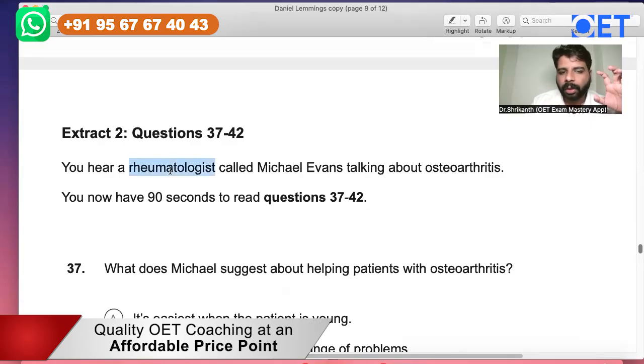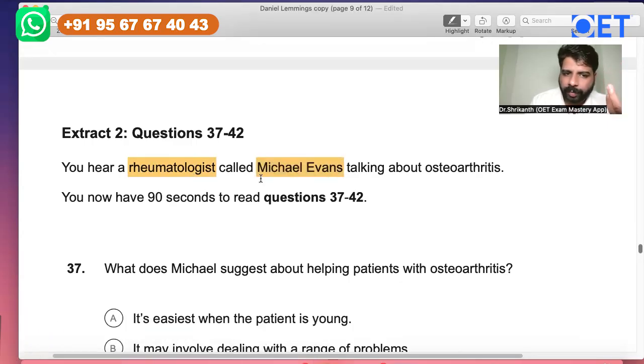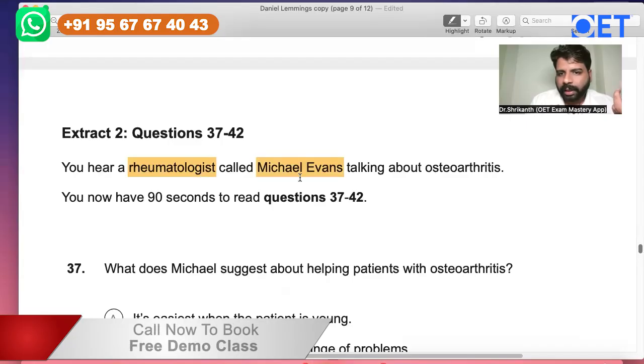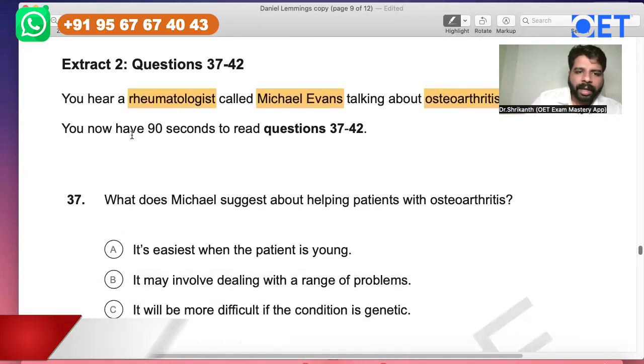You hear a rheumatologist. So whose voice are we hearing? You are hearing the voice of a rheumatologist called Michael Evans. So this is the person who's speaking, and he's a rheumatologist. And what is the topic he is talking about? Osteoarthritis. So he is talking about osteoarthritis. Now they give you 90 seconds time.